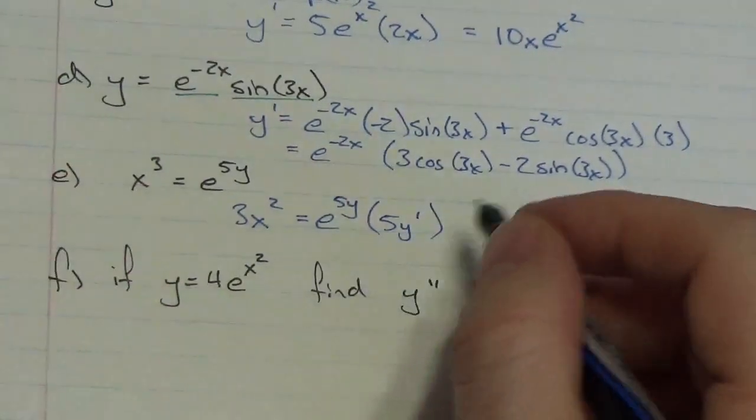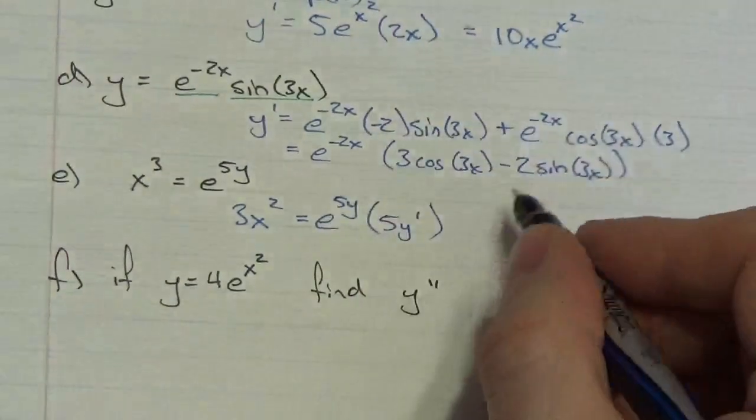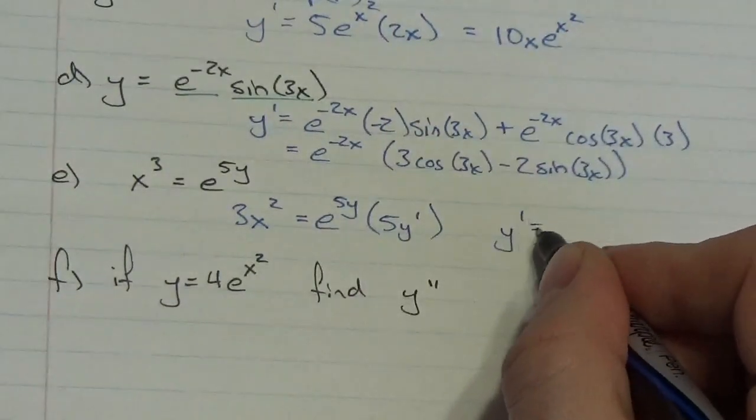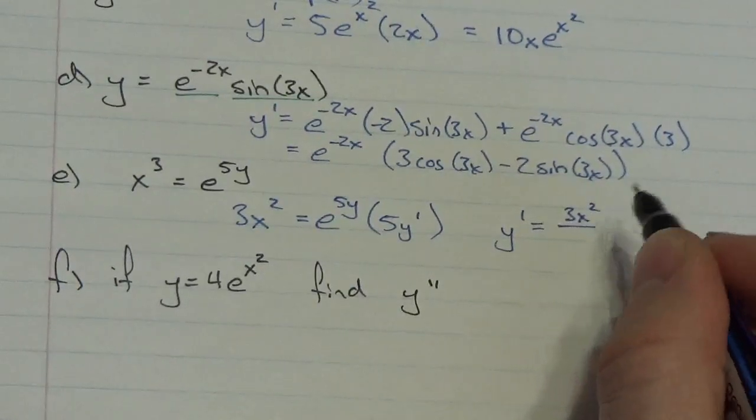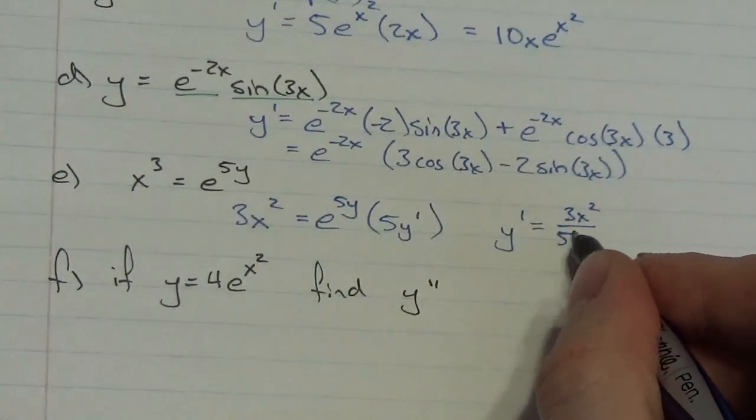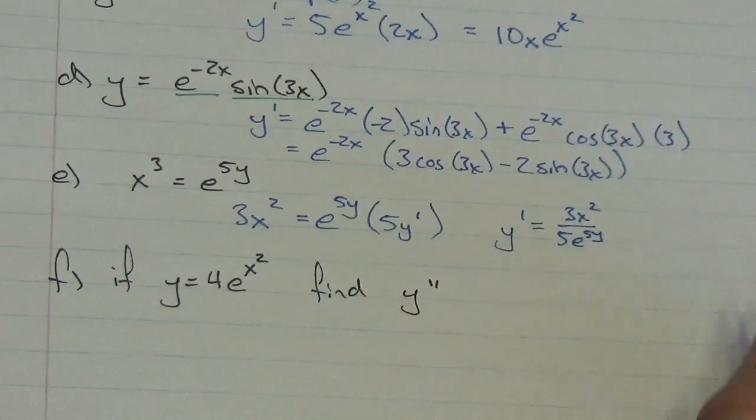Now, to get y primed by itself, I'm just going to divide. So y primed will equal 3x squared divided by 5 e to the 5y.